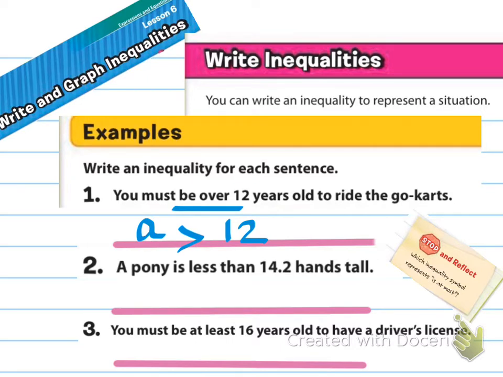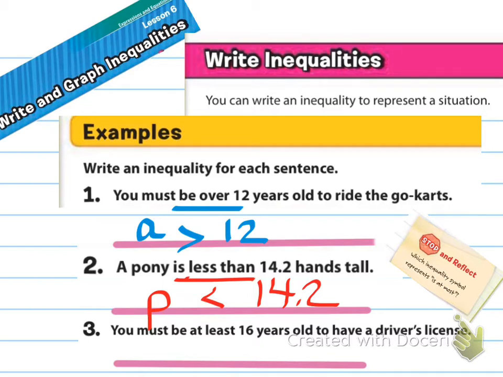Okay? For number 2, it says a pony is less than 14.2 hands tall. So I'm going to use P for my variable, 14.2. Now, if I'm talking about a pony being less than 14.2, then kind of obviously it's the less than sign. Okay? It's not equal to 14.2, it's less than that. It can be 14.1, it can be 14.199999, but it's not 14.2.